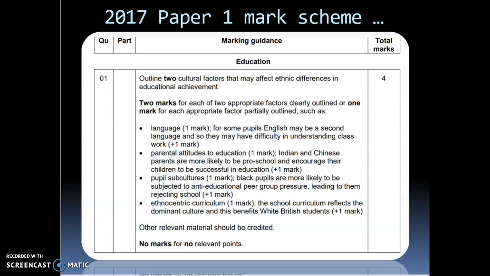As you can see on the mark scheme, there is a range of cultural factors identified, such as language and parental attitudes to education, etc. However, this will only earn you 1 mark. You need to provide an explanation point to get the 2nd mark. Now, the explanation point is explaining how this links to educational achievement, and if you can, try to be explicit to the ethnic group and whether it raises or lowers their educational achievement.